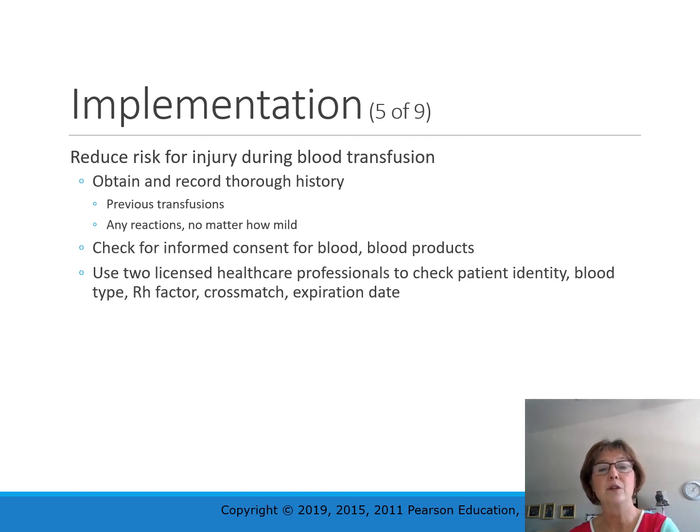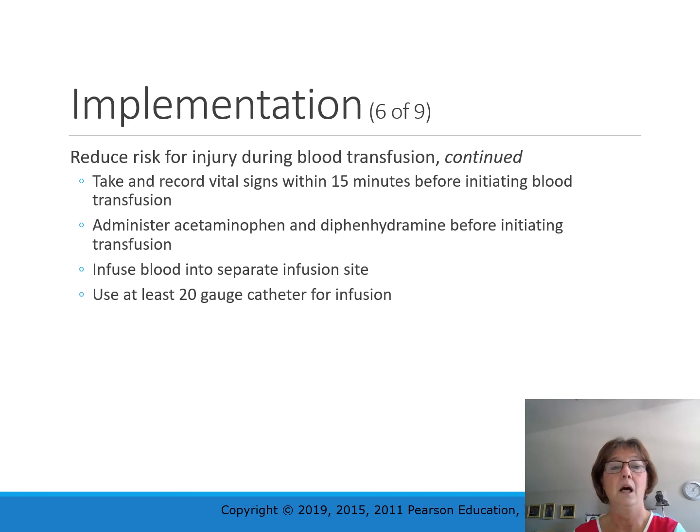Reduce the risk of injury during blood transfusions. Check for informed consent. Check the type and crossmatch. Make sure that has been done. You have to go through many checks and balances when you're giving blood, and it takes 2 registered nurses. Take and record vital signs within 15 minutes before giving it. You take vital signs right before you give it, and you take vital signs right after you give it. And if they have a reaction, you stop it.